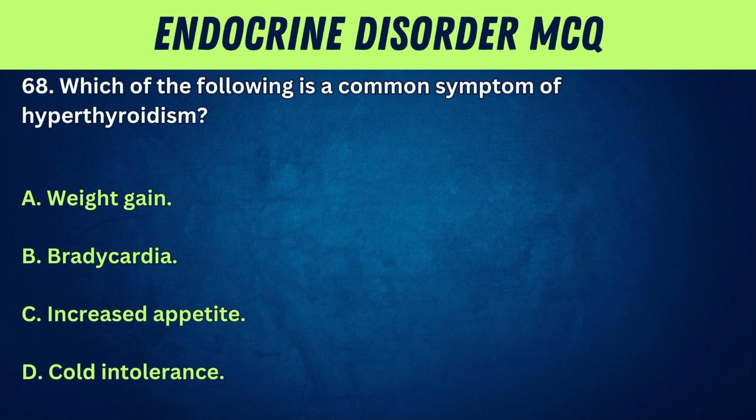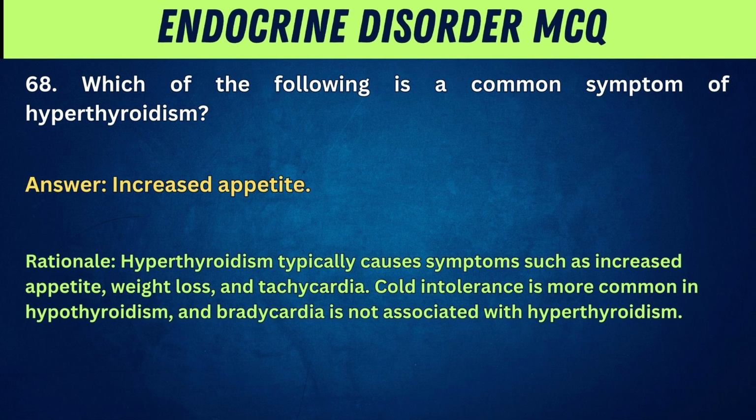68. Which of the following is a common symptom of hyperthyroidism? A. Weight gain. B. Bradycardia. C. Increased appetite. D. Cold intolerance. Answer: Increased appetite. Rationale: Hyperthyroidism typically causes symptoms such as increased appetite, weight loss, and tachycardia. Cold intolerance is more common in hypothyroidism, and bradycardia is not associated with hyperthyroidism.